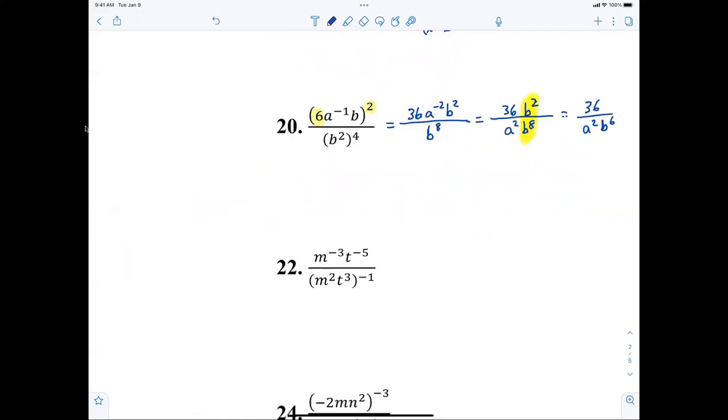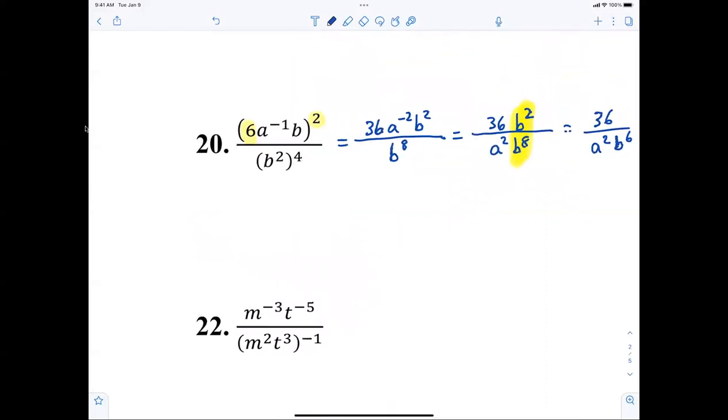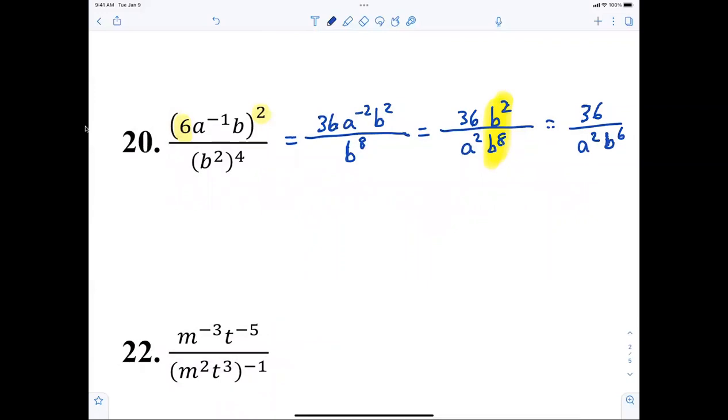Good for you, because 36 doesn't have a negative exponent. 36 is to a positive exponent. You hear me? Makes sense now, right? All right, keep asking.